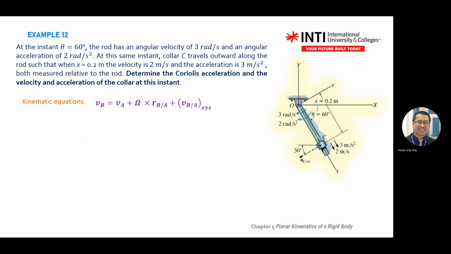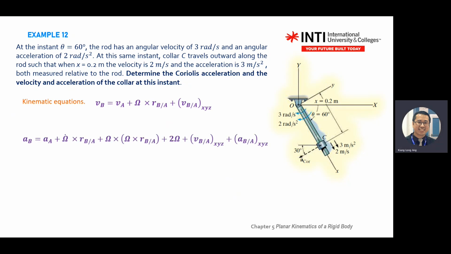You memorize the velocity equation for relative rotation of axis, because when you see xy, you use this equation. VB equals VA plus omega cross RB stroke A plus VB stroke A xyz. Okay, this one you memorize. The acceleration equation is also the same, you memorize. It's quite lengthy, it won't be given in the exam.